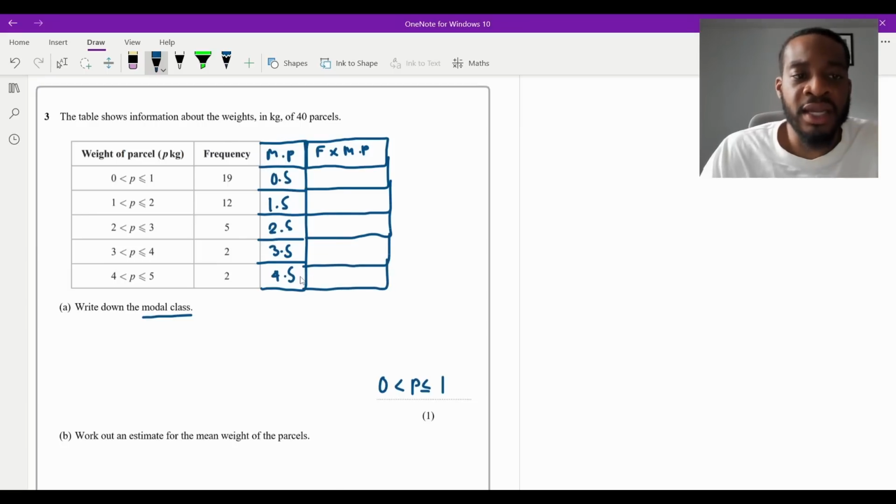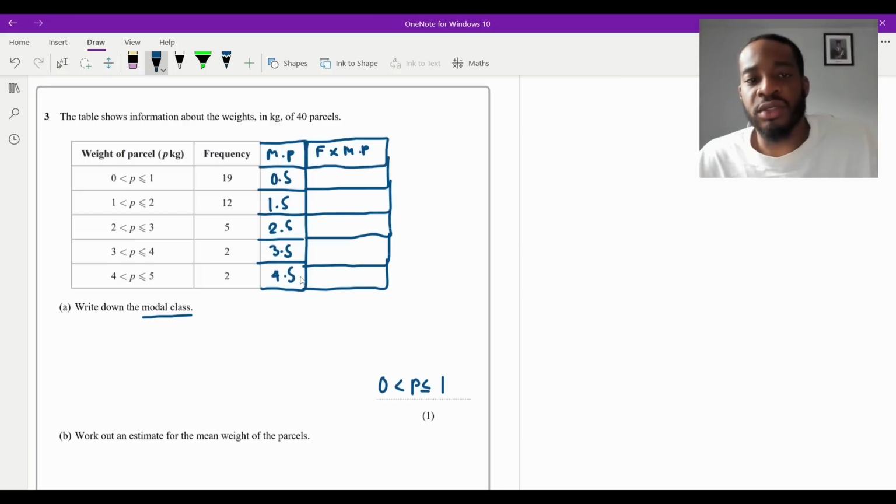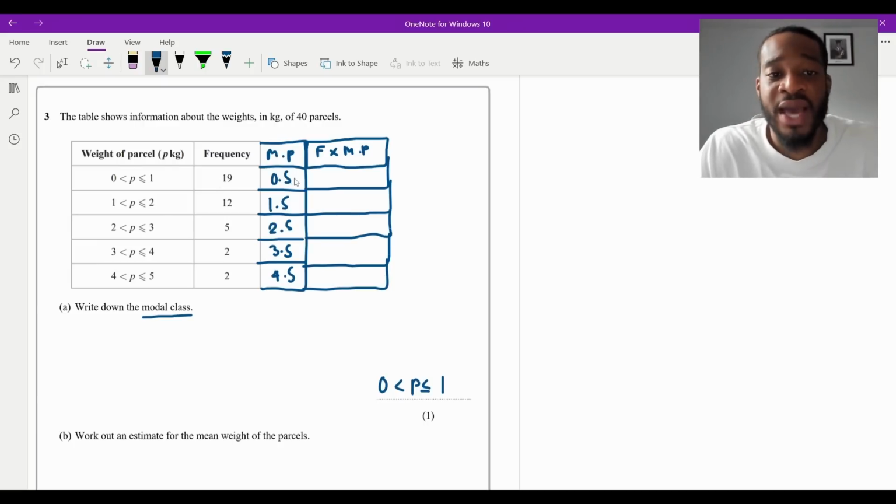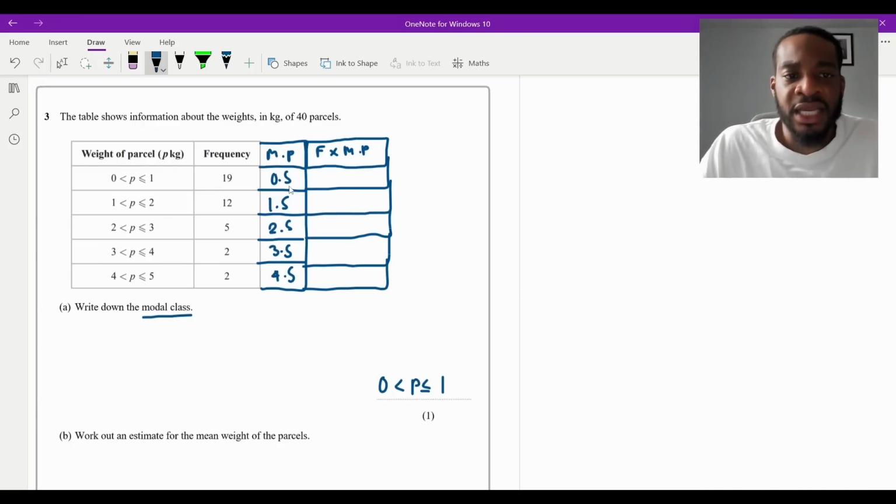How do you calculate the mean? It's the sum of all of the values divided by the total amount, right? So to calculate the sum for this row here, well, we're saying that 19 of these parcels have a weight of 0.5. We're estimating it. What is 19 lots of 0.5? You just times them together, right? It's the same as adding 0.5 19 times, which is why you multiply them. So all you're going to do is just literally times, times, times, times, and times.